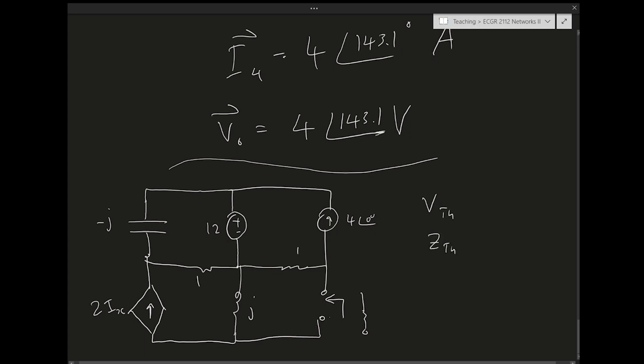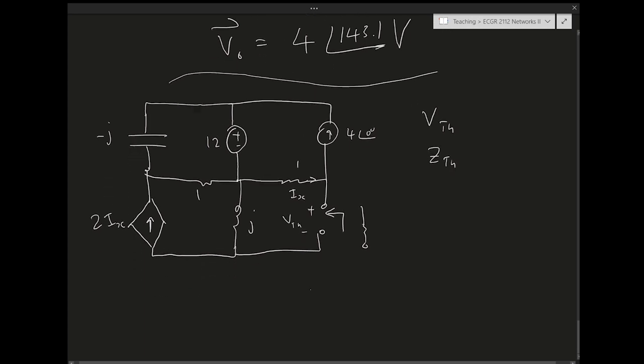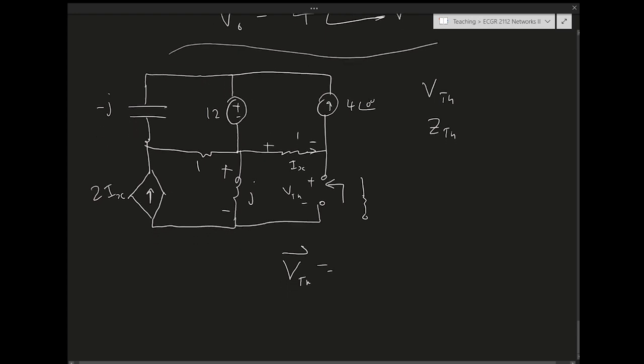And to find the V Thevenin is just the open circuit voltage that appears here. We can find this easily. This is Ix. How do we find this? Well, we know that V Thevenin is the voltage drop across the inductor minus the voltage drop across this resistor from KVL. But we know what the voltage drop is across this.